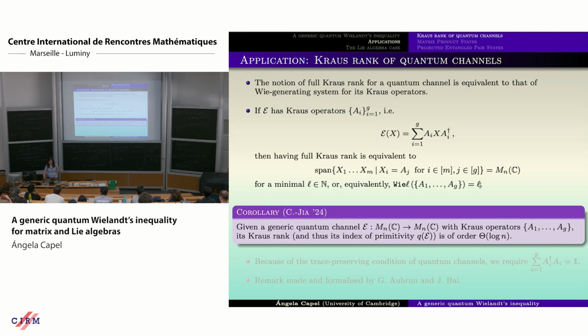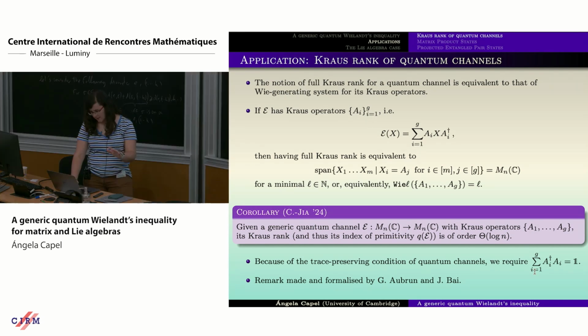because there's one condition for quantum channels that we don't have in general. So for the theorem that I showed you before, we had any collection of matrices, but we were not imposing any restriction on these matrices. However, now for quantum channels, we actually have the imposition that the sum of the A_i dagger A_i has to be equal to the identity. So it's some sort of normalization on the set of the matrices that we're considering here. So in the initial version of the paper, we had a flaw here, but this remark was made and formalized by Guillaume and Jinbei, and then we could modify the result thanks to that. So this is the first application that I wanted to mention.